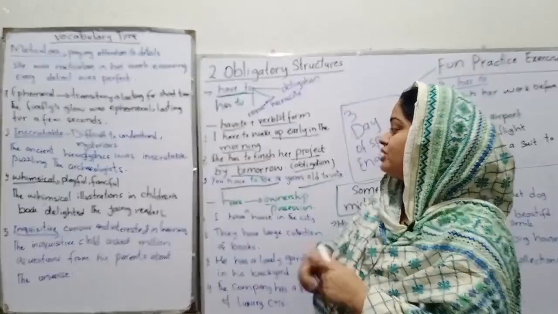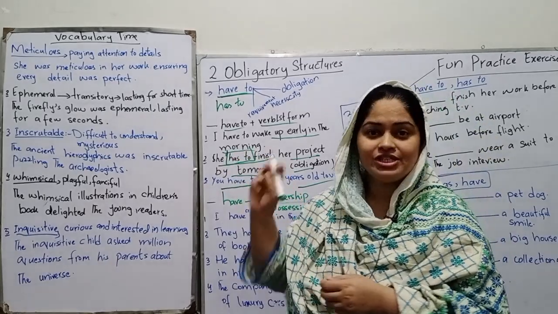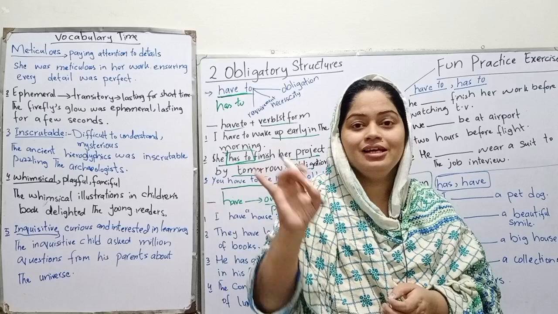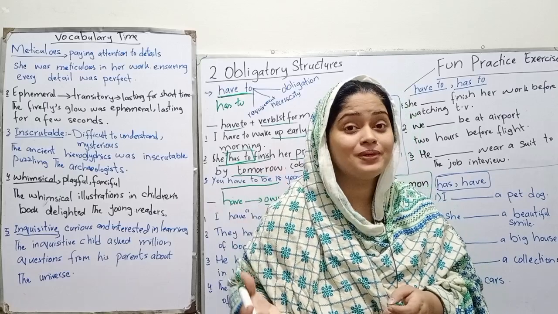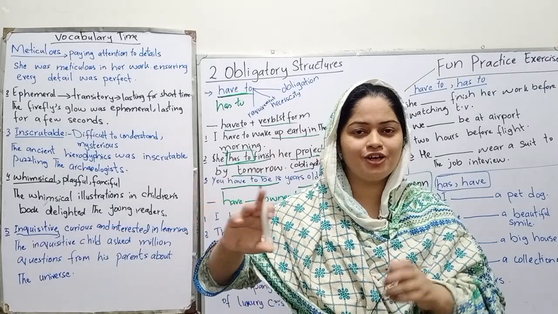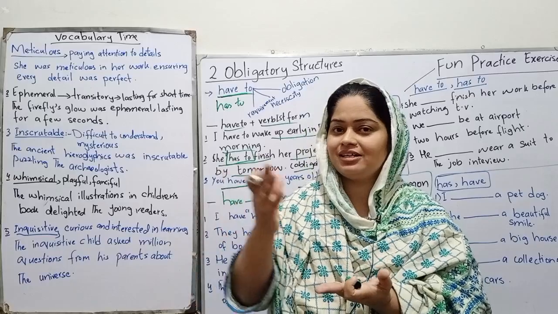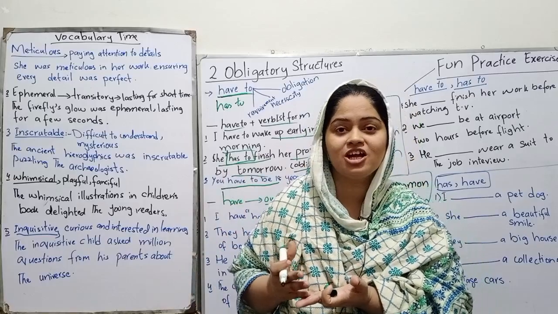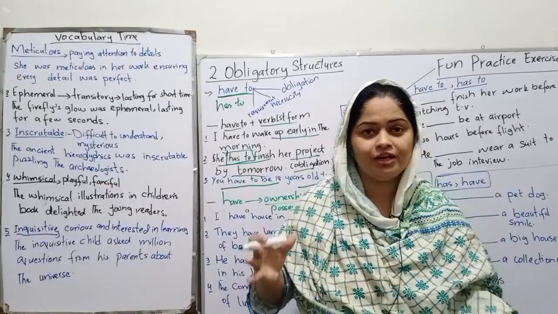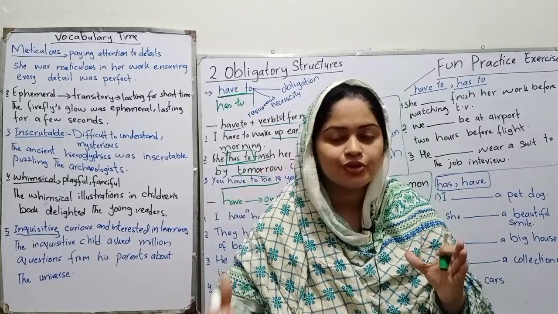You can also use she has to. Now I have utilized she has to. With singular he, she, it, or with the third person, you have to use has to, in order to do work that is compulsory, a necessity, an obligation, a requirement. You do not want to do it, but you have to. You are forced to do it.